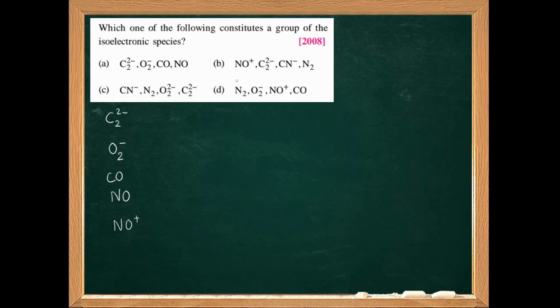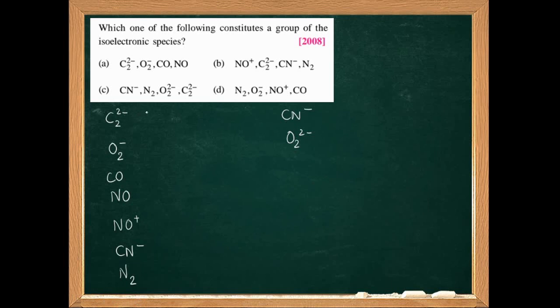So C2 2 minus we are again finding anyway. Then we have CN minus, and then we have N2. We then also have CN minus, then N2 we have found, O2 2 minus, then C2 2 minus, then N2, O2 minus, NO plus, and CO. Okay, so we have to find out the number of electrons for these species.